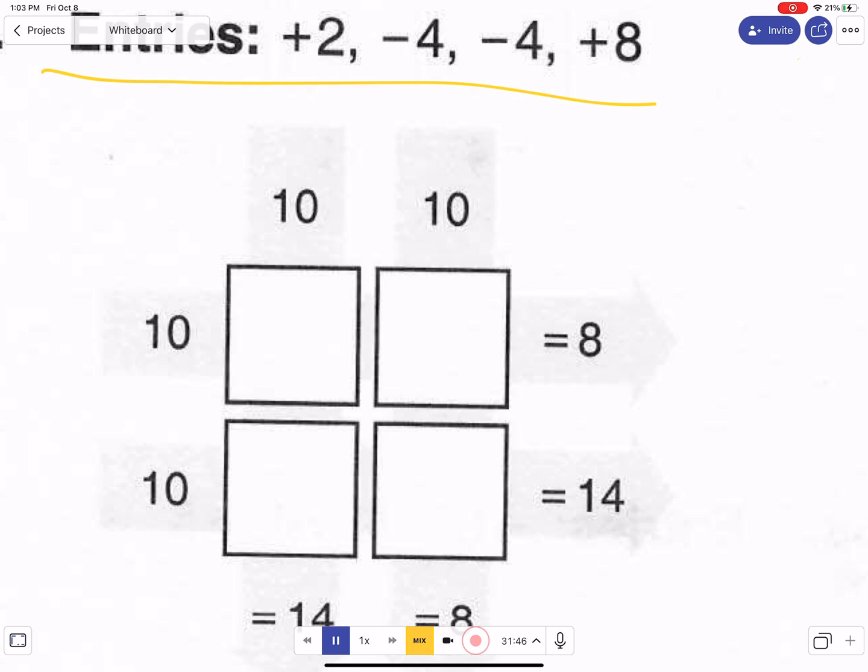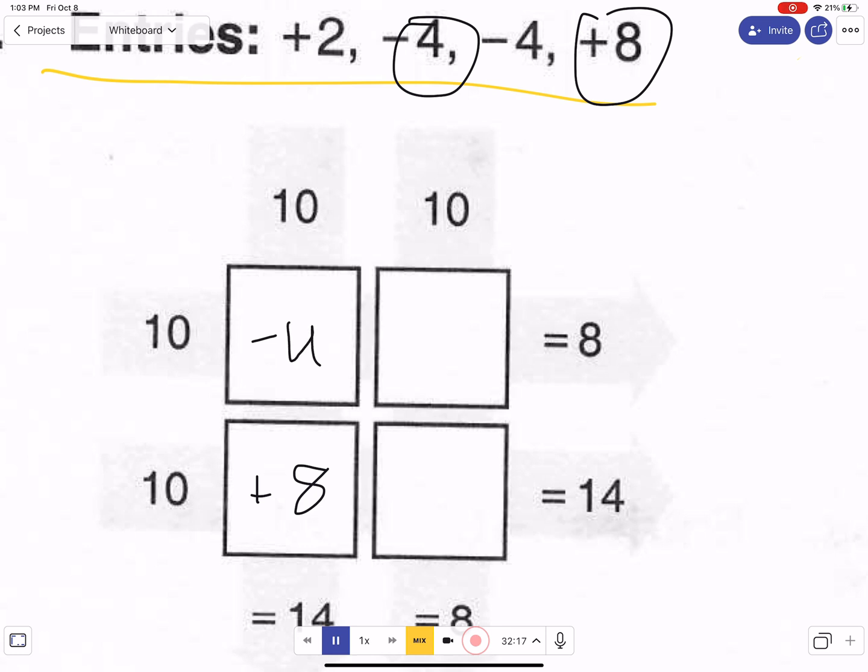So let me just undo this real quick. So negative 4 plus 8 would be our 2. So let's think. Where should they go? We can't have plus 8 here because that would be 18. And then to get from 18 to 8, you'd need a minus 10. And we don't have a minus 10. So plus 8 would have to go down here, and minus 4 would have to go right here.